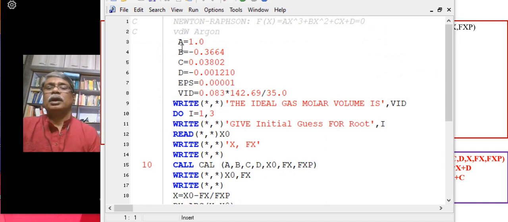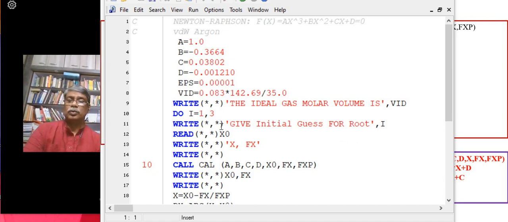You see a, b, c, d, epsilon, all values I have defined. Of course, you can read them during runtime either from a file or through the keyboard, but for my convenience I have written them in the program itself. And then it has calculated the VID, and it writes that also. Then there is the initial guess for root I, where I goes from 1 to 3, because we know there are 3 roots. So what I want is that in a single run of the program, I get all 3 roots, of course with suitable initial guesses.